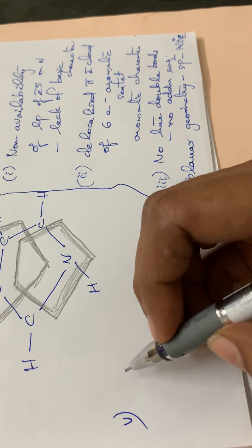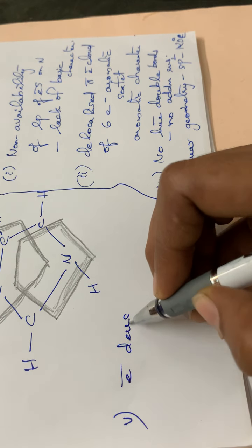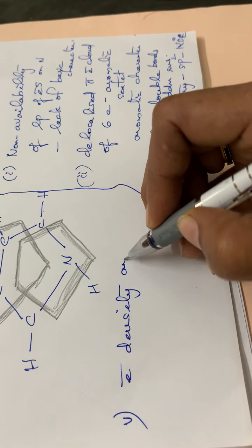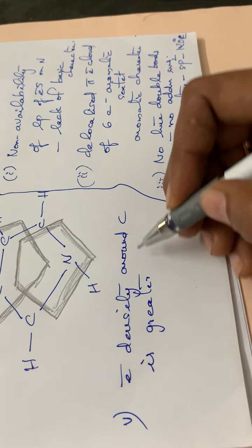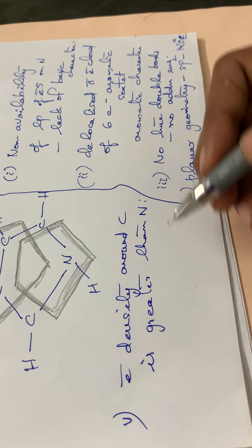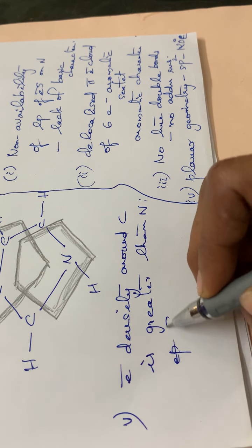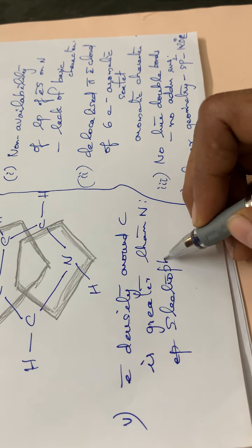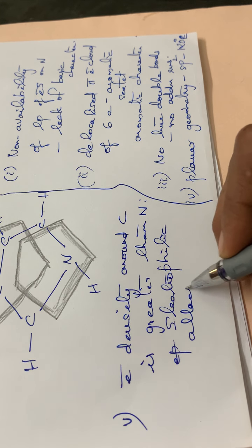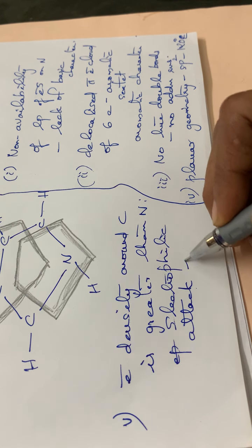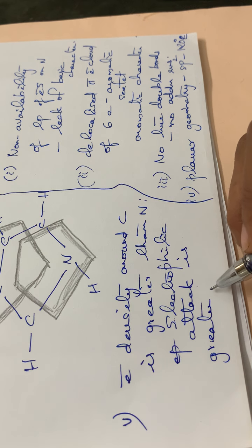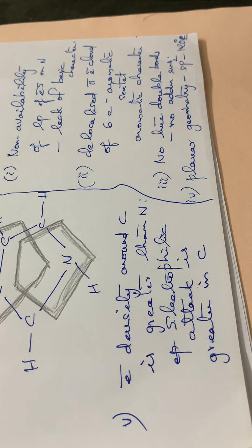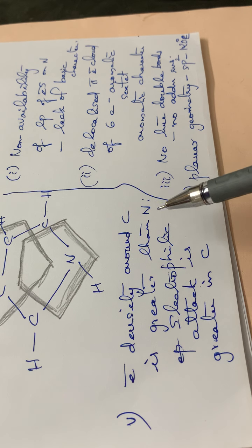Okay, see here, the electron density around the carbon atom is greater than nitrogen atom, since nitrogen has got a positive charge. Hence electrophilic attack is greater in carbon atom, or carbon is more susceptible to electrophilic attack. Therefore, at the carbon atoms, this electrophilic substitution takes place.